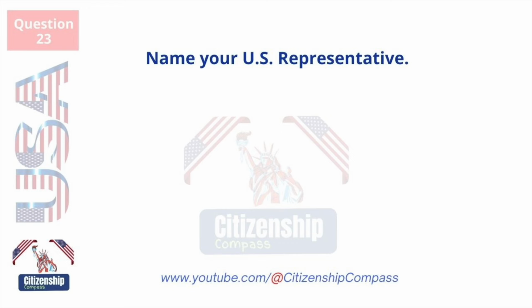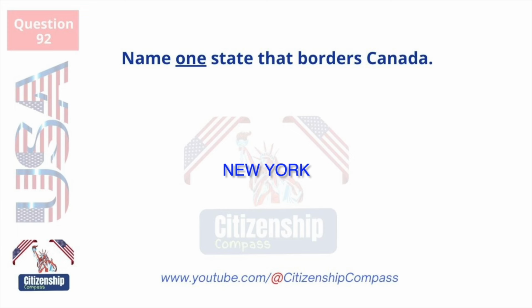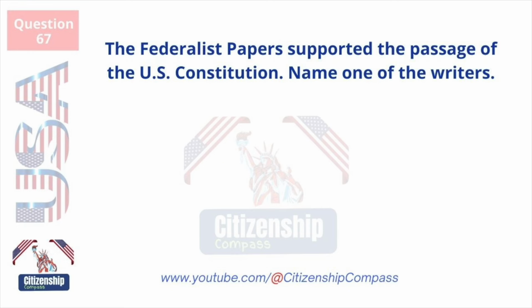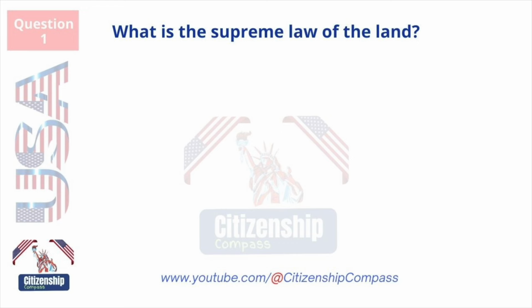Name your U.S. representative. Name one state that borders Canada. New York. The Federalist Papers supported the passage of the U.S. Constitution. Name one of the writers. James Madison. What is the supreme law of the land? The Constitution.